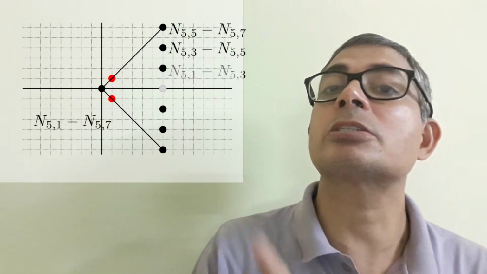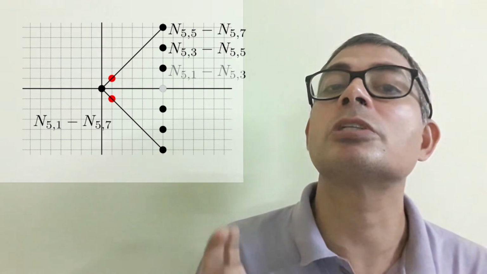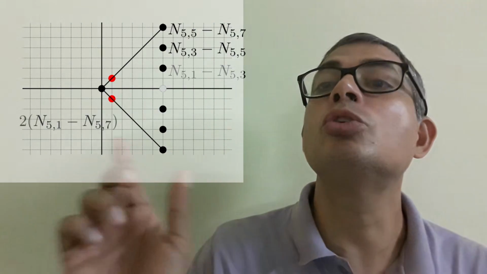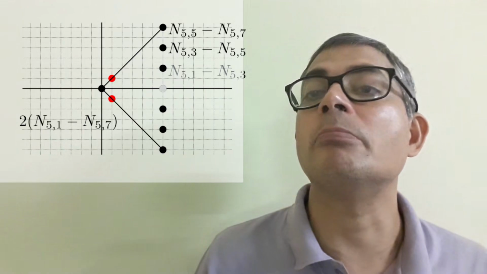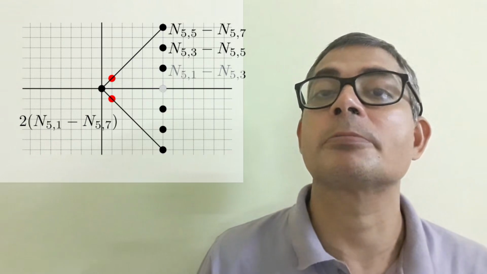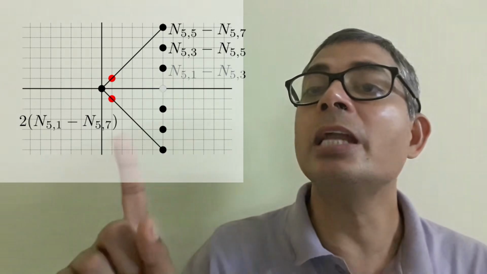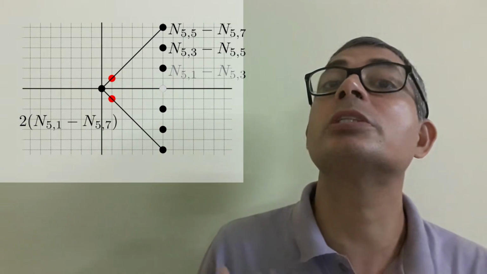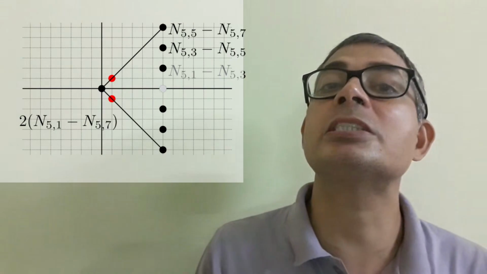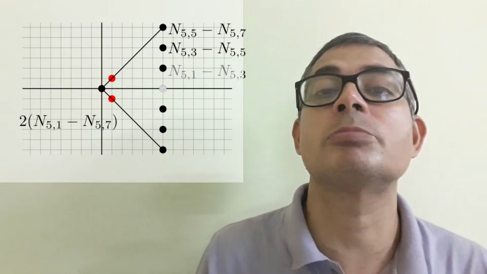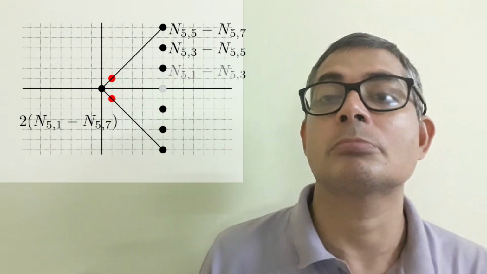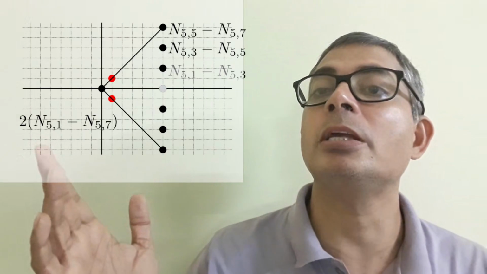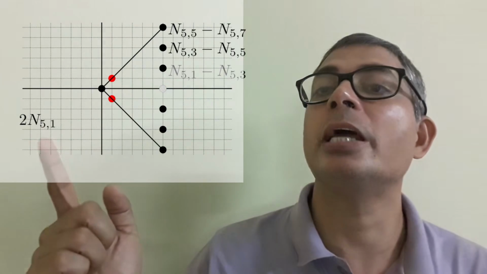And the same number is contributed by the negative half, so the final answer will be 2 times (N51 minus N57). But this N57 is actually equal to 0 since 7 is more than 5. You can never reach 7 in only 5 steps starting from the origin. So the answer is simply 2 times N51.